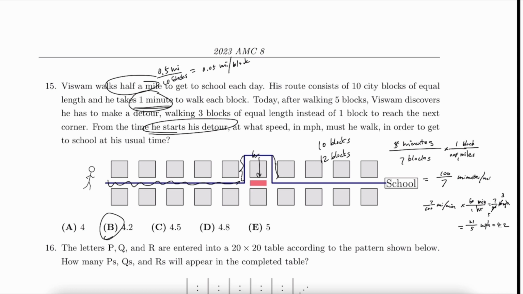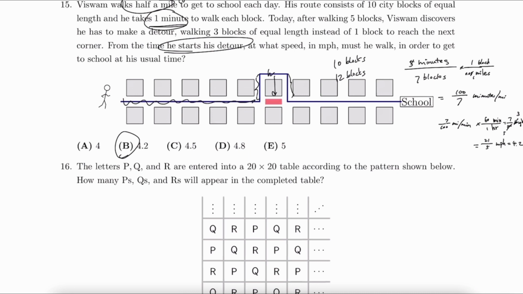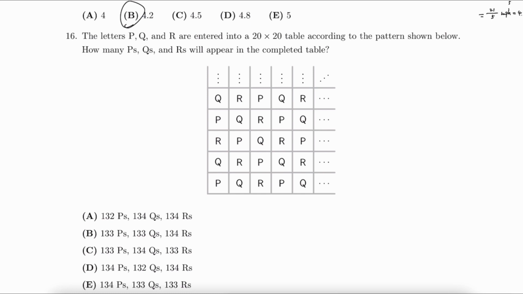Alrighty, number 16. So number 16 says the letters P, Q, and R are entered into a 20 by 20 table according to the pattern shown below. How many P's, Q's, and R's will appear in the completed table? So in case you don't see the pattern, here is the pattern. That makes it a lot easier to recognize.